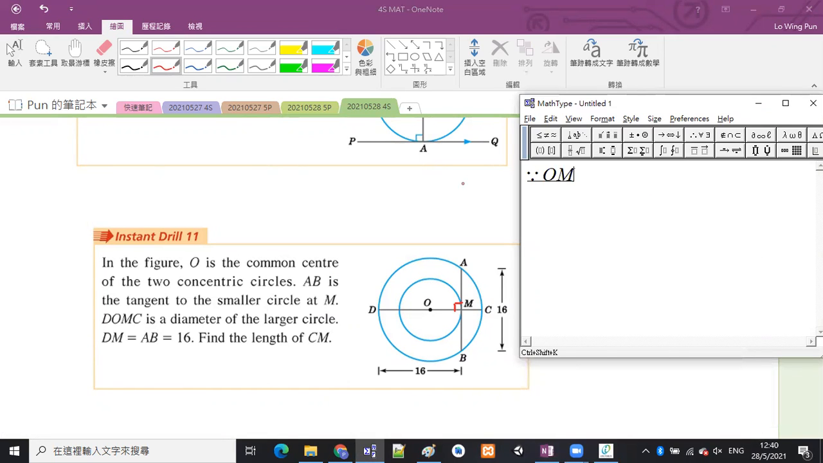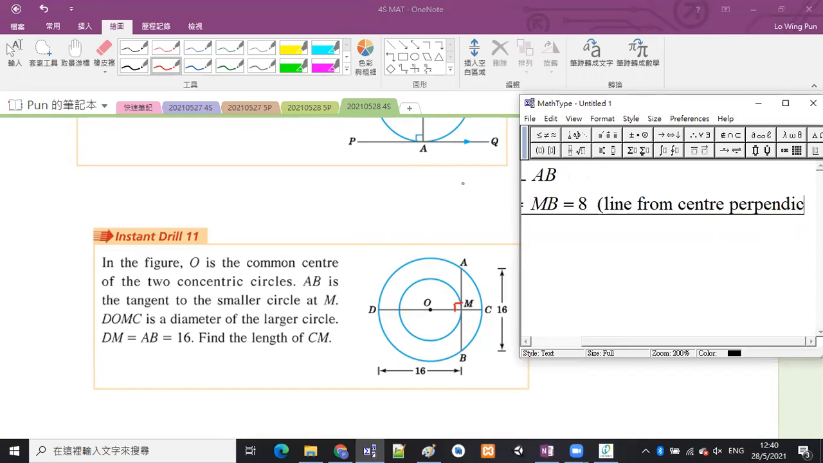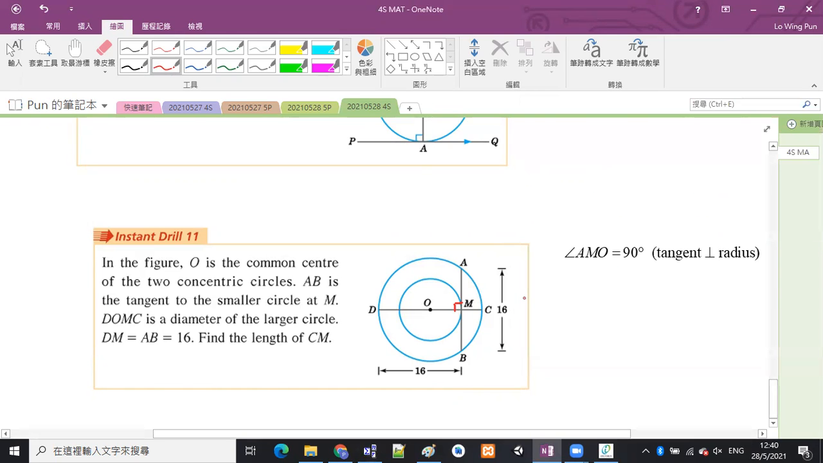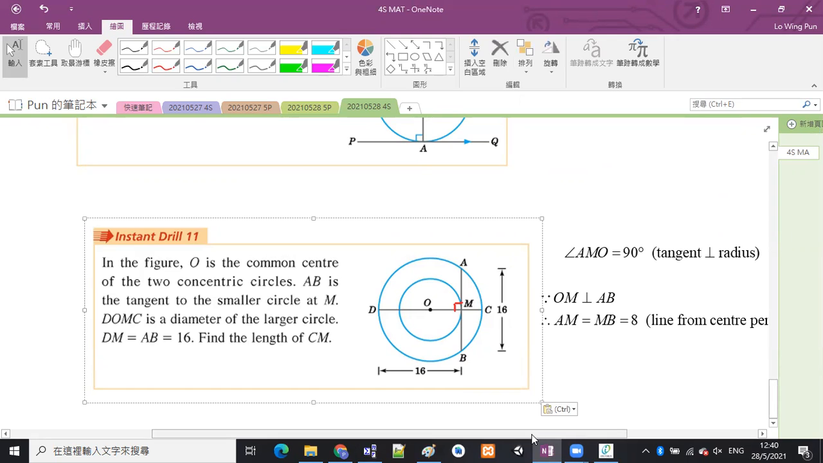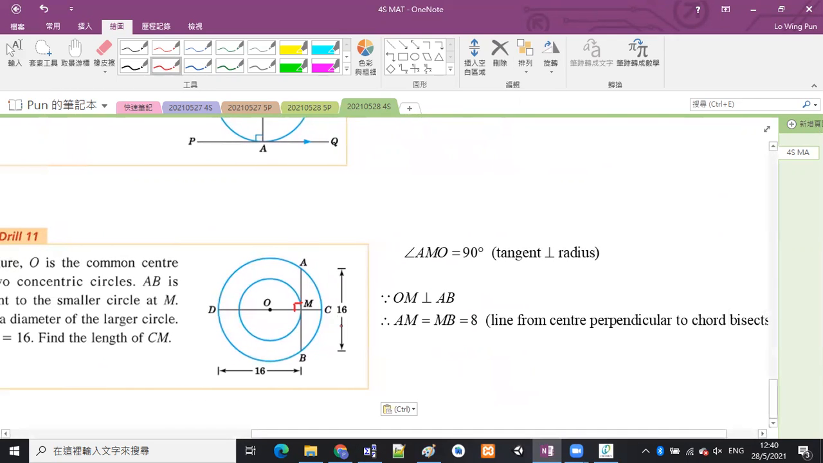Because OM is perpendicular to AB, therefore we can say that AM is equal to MB, and they are both equal to 8. And this is line from center perpendicular to chord, bisects chord. So I just found that AM is equal to 8 and MB is also equal to 8. And I want to find CM.